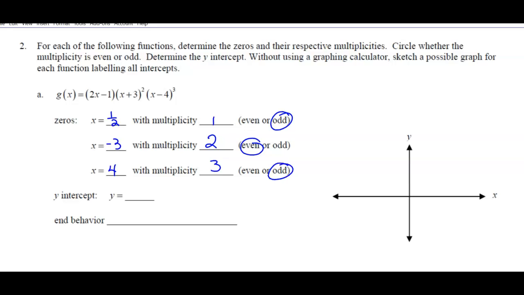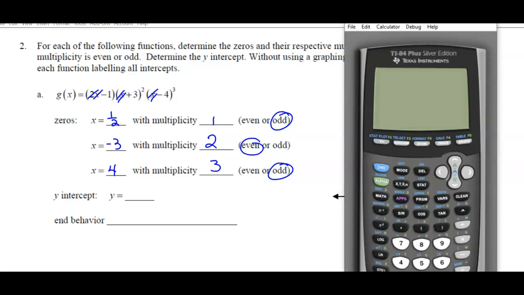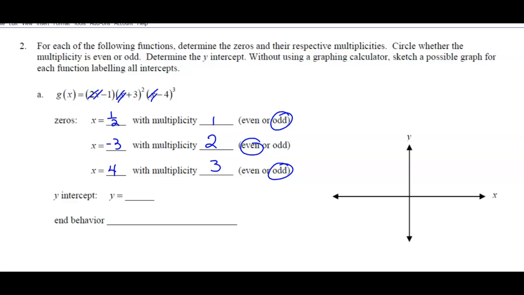Y-intercept, please don't expand out the polynomial. Your y-intercept, if it's given in factored form, then put 0 in for x. That will go away. So you'll have -1 times 3 squared, which is 9, times -4 cubed. What's 9 times? 576. 576? I'll just put 576. And it's going to be positive because that's a negative times a negative.